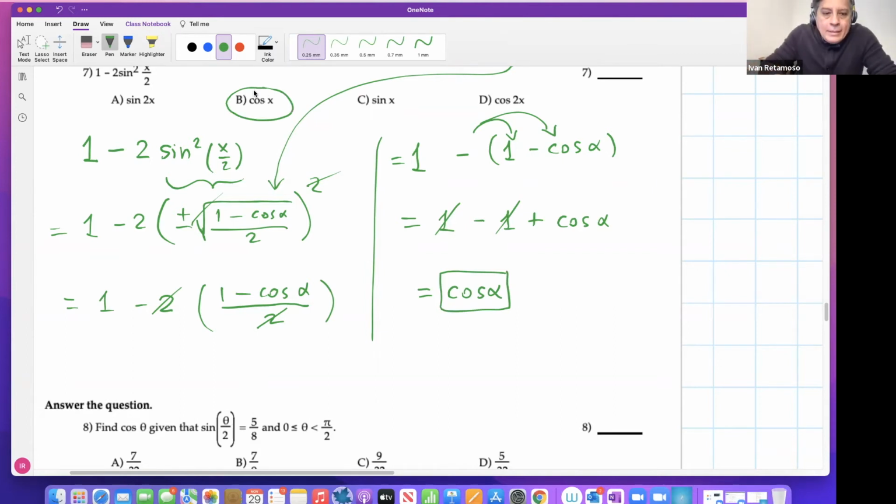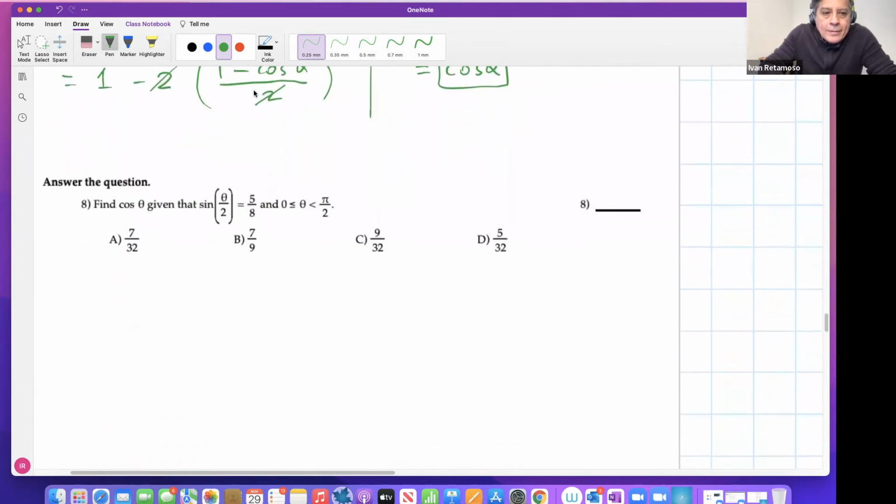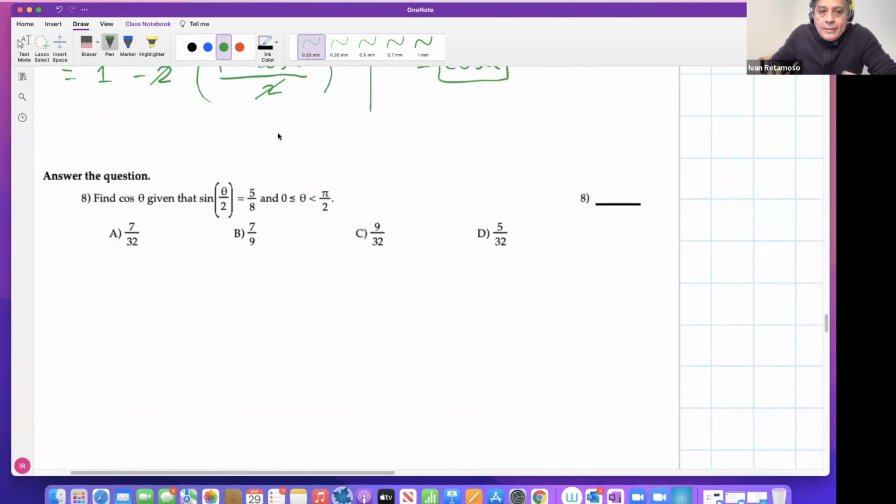Very good. Let's try to do now number 8 together. Okay, I will give you a hint. If you cannot do it, I will do it. I will show you how to deal with this. It says find cosine of theta given the sine of theta over 2 equal to this. So they're giving you this information. They're saying that sine of theta over 2 is equal to 5 over 8. Figure out what is cosine of theta, so going in reverse. So, hint.